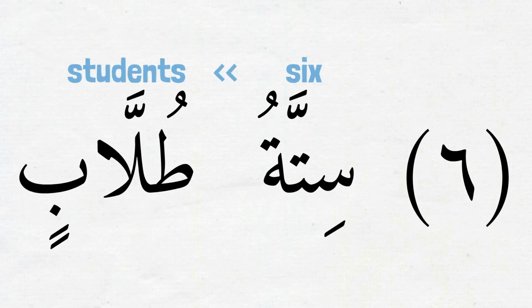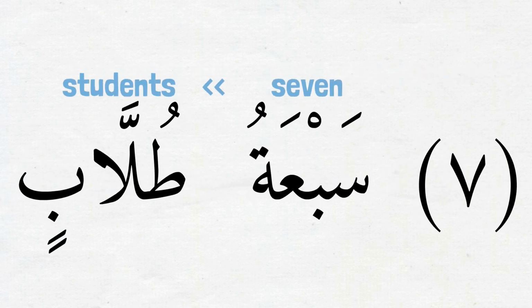6 students. ستة طلاب. ستة is 6. ستة طلاب is 6 students. 7 students is سبعة طلاب. سبعة means 7. سبعة طلاب means 7 students.